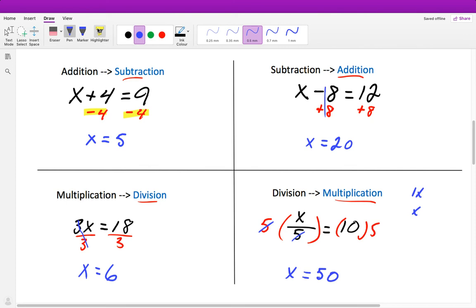All right, it is really important that you do not forget to do it to both sides of your equation. Otherwise, you are not balancing out the equation and you won't be solving it correctly.